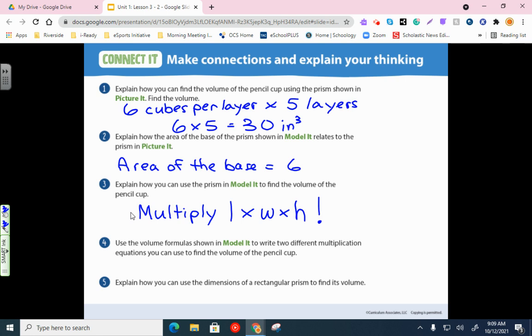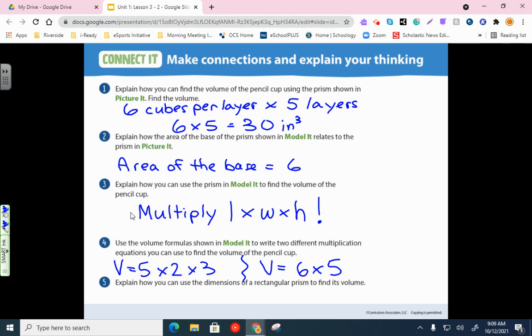of the pencil cup. So split this note into two sides. We're going to use, let's have volume equals 5 times 2 times 3. That's length times width times height. Or volume equals base, which is 6, times the height, which is 5.